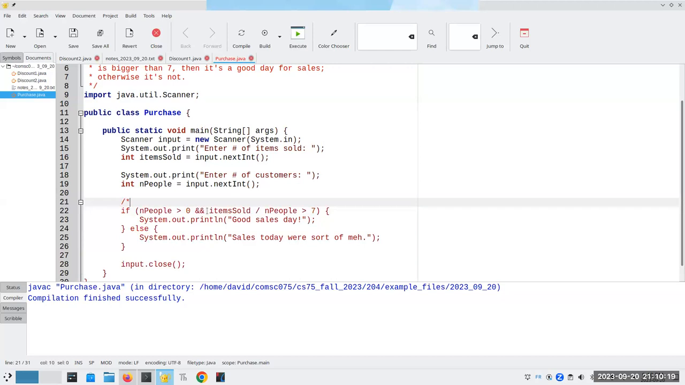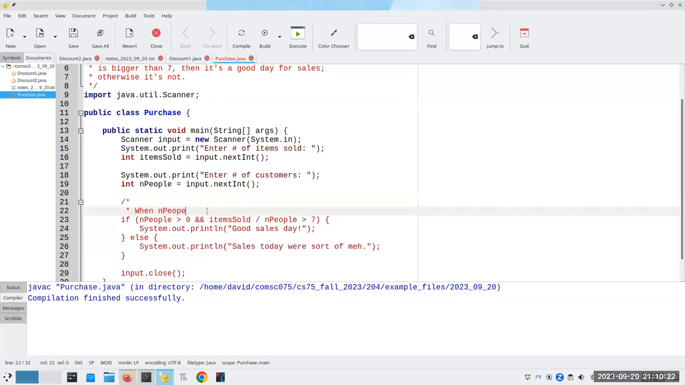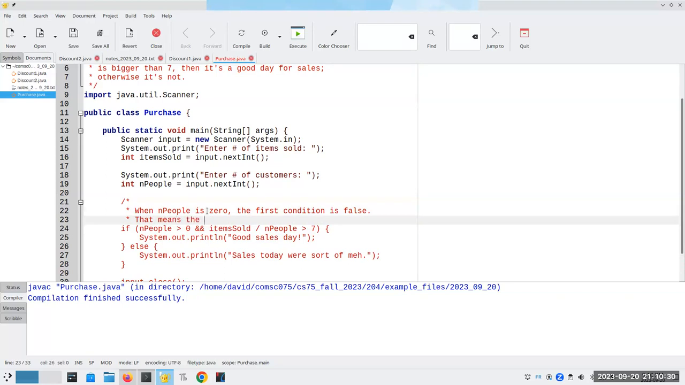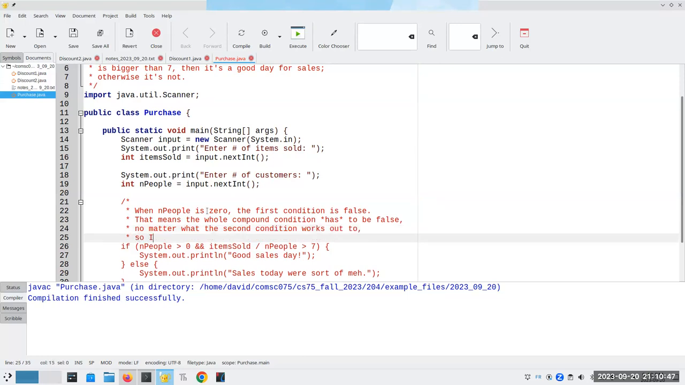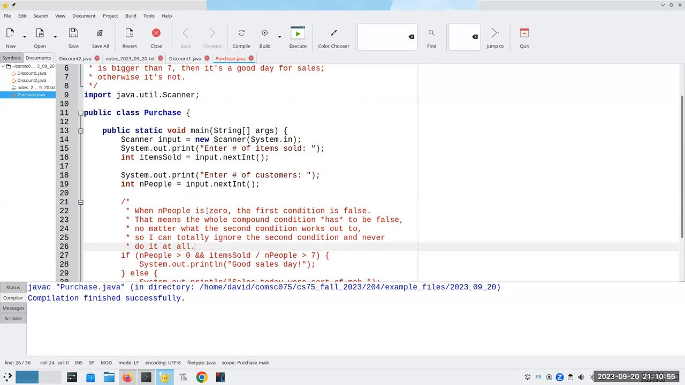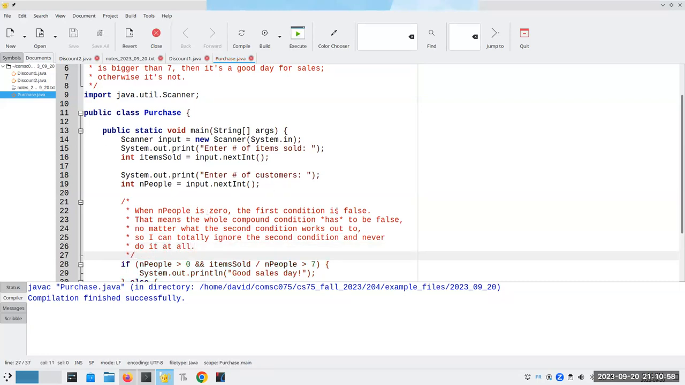So let me put a comment in here. When n people is zero, the first condition is false. That means the whole compound condition has to be false, no matter what the second condition works out to. So I can totally ignore the second condition and never do it at all. And that's why it worked okay when I put in a zero.